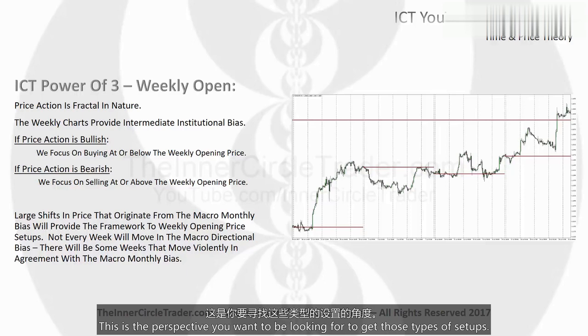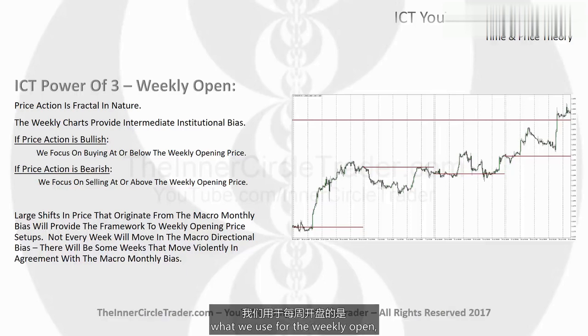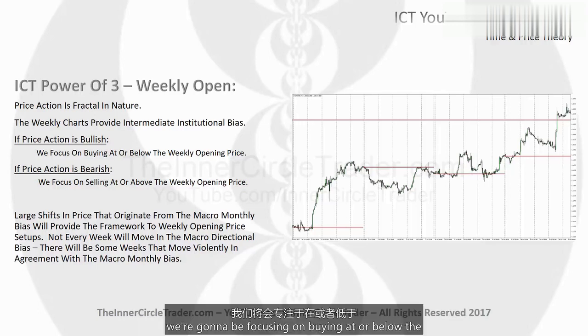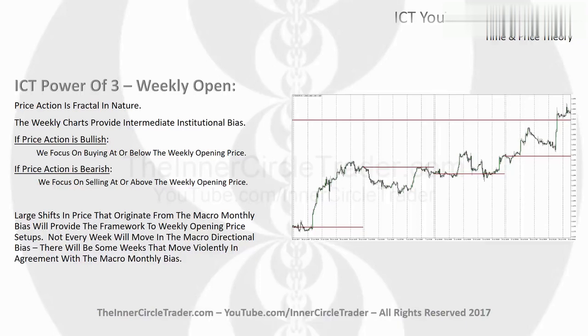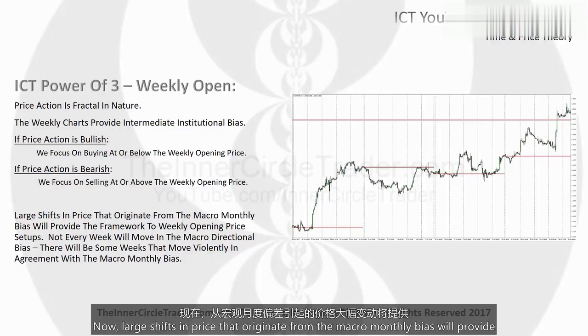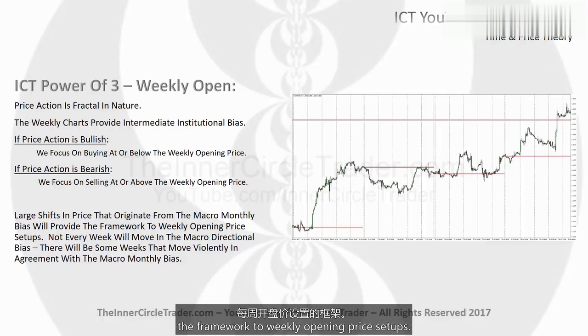To get those types of setups, what we use for the weekly open, if we know that our analysis leads us to a bullish weekly perspective, we're going to be focusing on buying at or below the weekly opening price when bullish. And when we're bearish on the weekly, we're going to be focusing on selling short at or above the weekly opening price. Now, large shifts in price that originate from the macro monthly bias will provide the framework to weekly opening price setups.